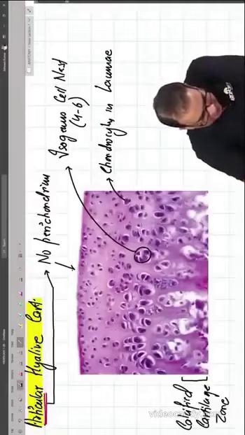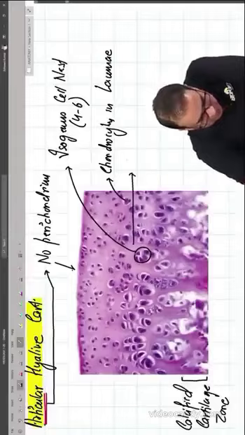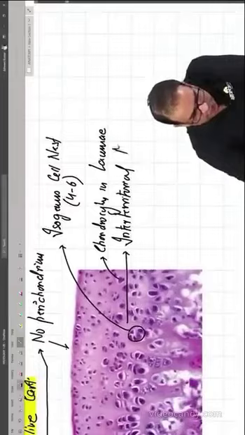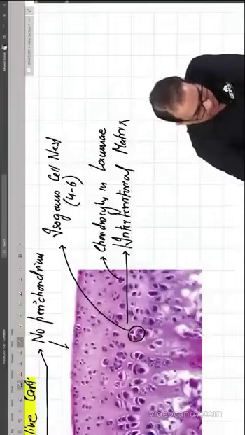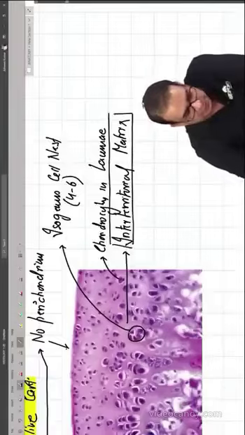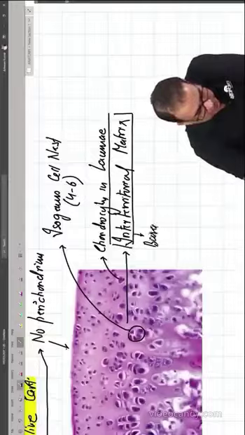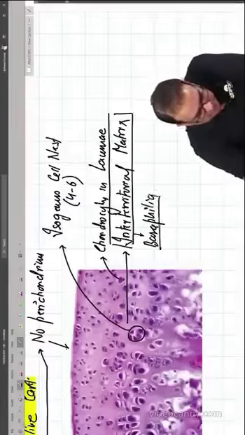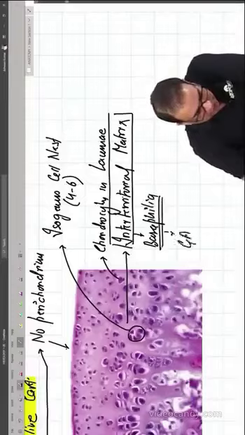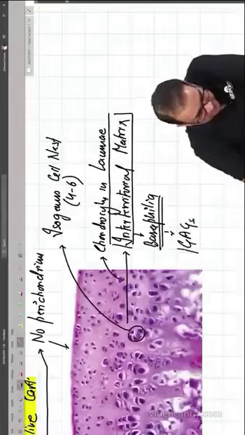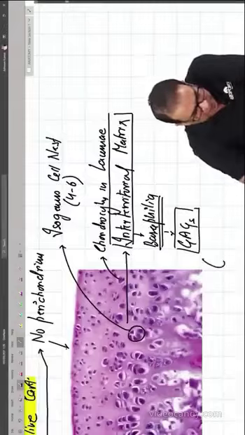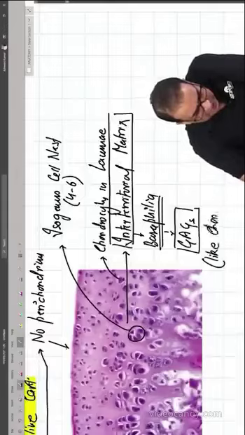And that lightly stained region, let me mark this area here, is called the interterritorial matrix. This is the interterritorial matrix. And as you can see, this basophilic nature of this interterritorial matrix is because of what? It is because of the glycosaminoglycans, the GAGs. The presence of the glycosaminoglycans is the one which gives it a basophilic appearance. Glycosaminoglycans like chondroitin sulfate, if I take an example.